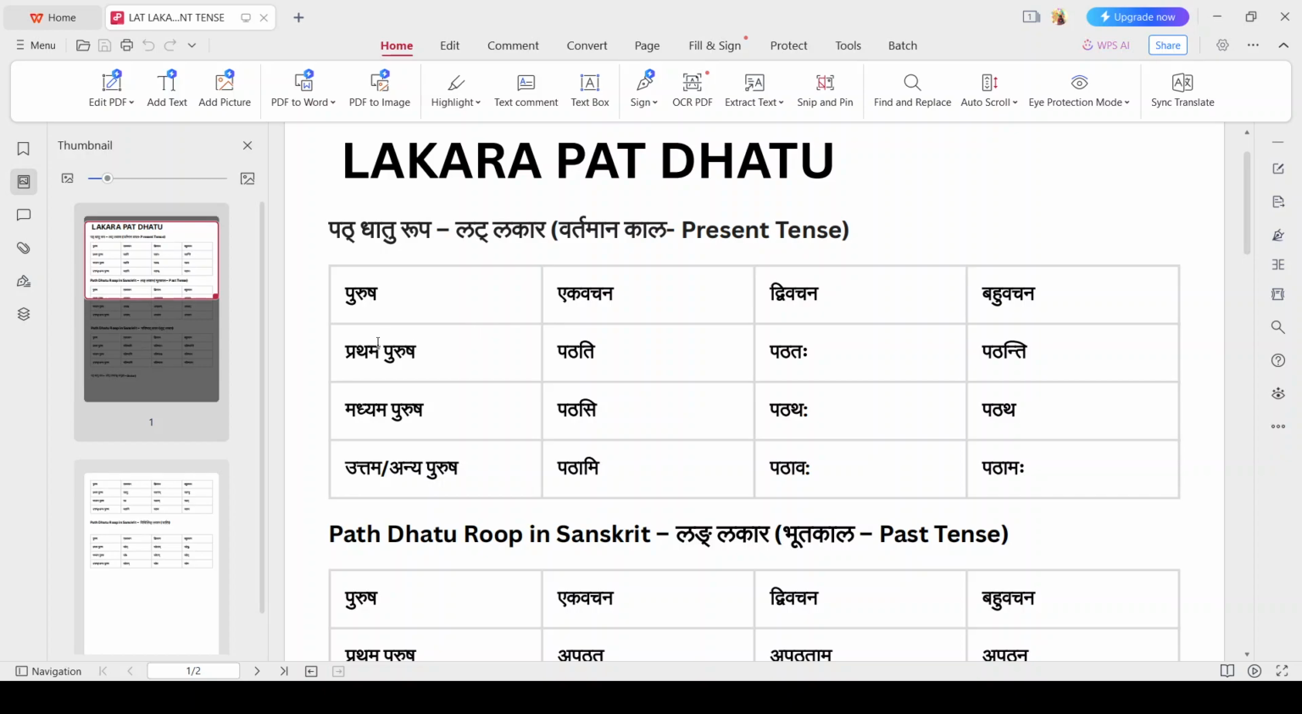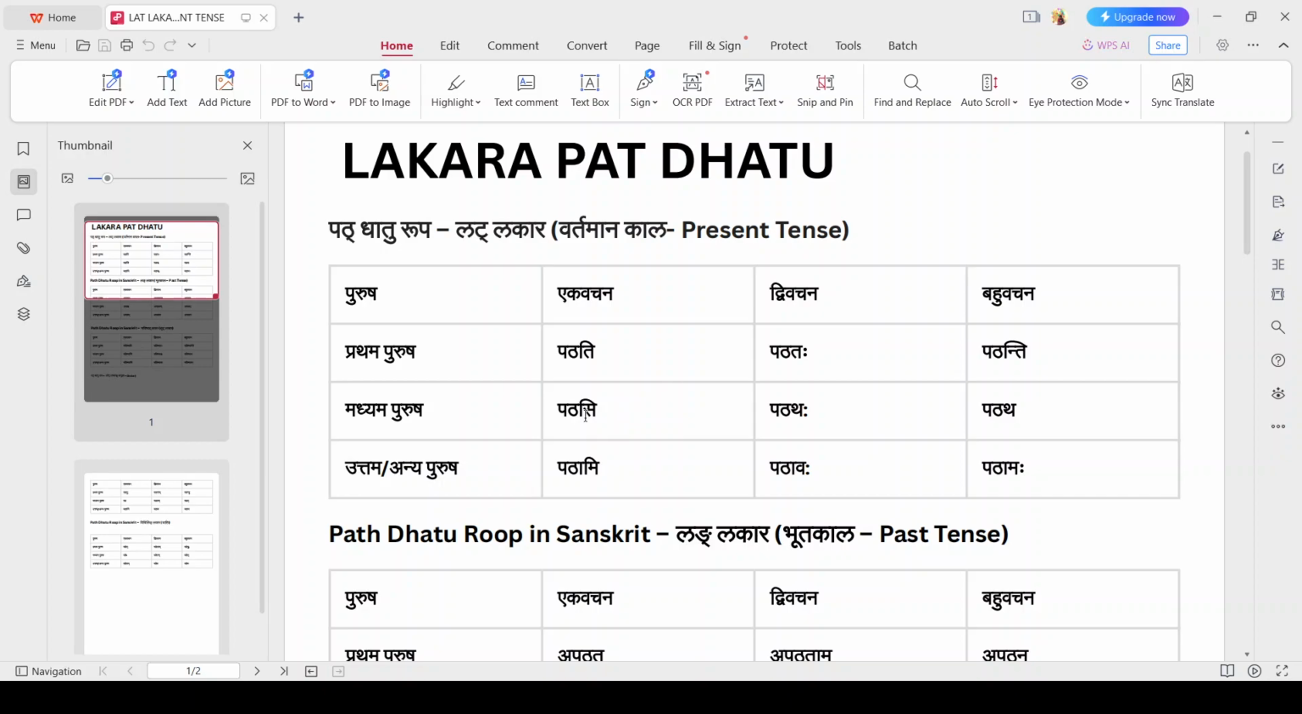The first one is prathama purusha. Prathama purusha ekavachana is pathati, dvivachana is pathataha, bahuvachana is pathanti. So saha pathati is a singular form. Then dvivachana: two people are there, playing, so for that pathataha. Then for more than two, to explain something like that, we use bahuvachana, that is pathanti. So prathama purusha: pathati, pathataha, pathanti.